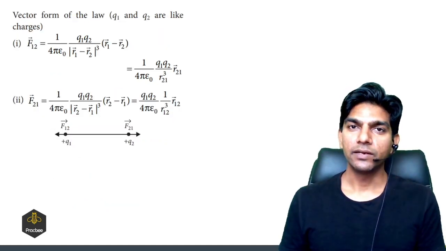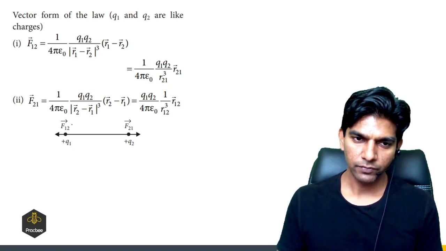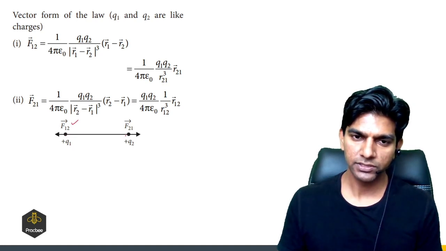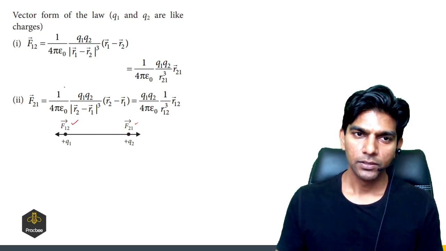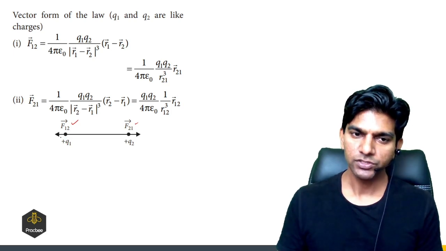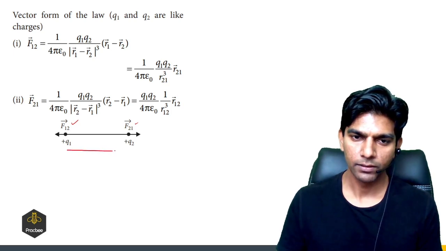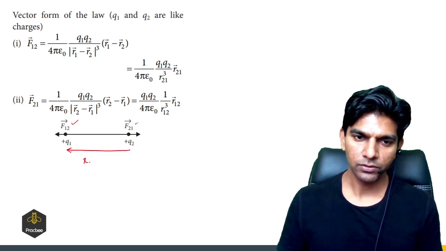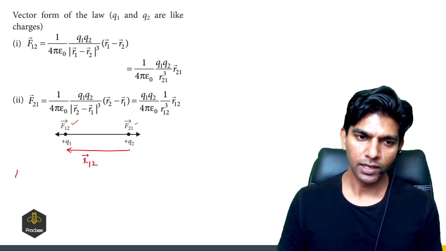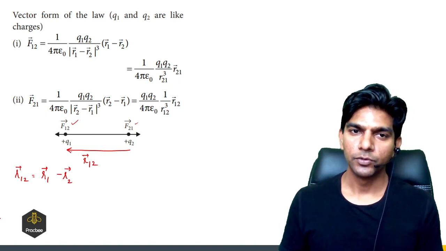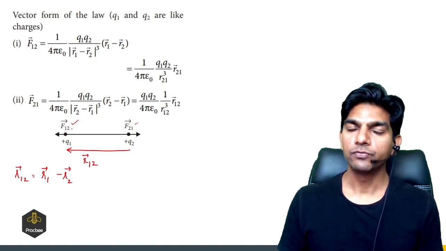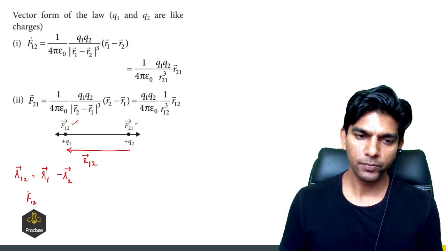Right. So now let us see the vector form of Coulomb's law. Here we have shown the force on the first charged particle due to the second, and this is the force on the second due to the first. So we can say the force on one due to the second will be in which direction? If I say this vector is the position vector of 1 with respect to 2, then R12 can be written as R1 minus R2, right? So we can say F12 will be parallel to R12.